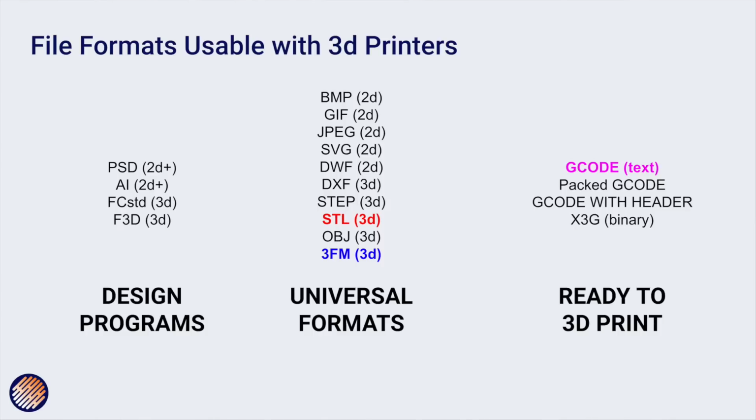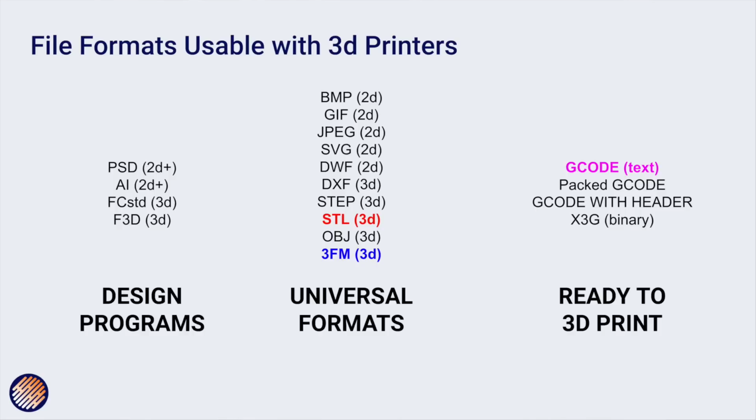The first three, BMP, GIF, and JPEG, are for bitmaps, individual dots. SVG and DXF are two formats for saving vectors. STEP, STL, OBJ, and 3MF are four formats for saving three-dimensional objects. So theoretically, you want to be able to go from any one of these formats to something you can 3D print. And I'm going to show you a couple examples that'll help you get there using some universal formats.